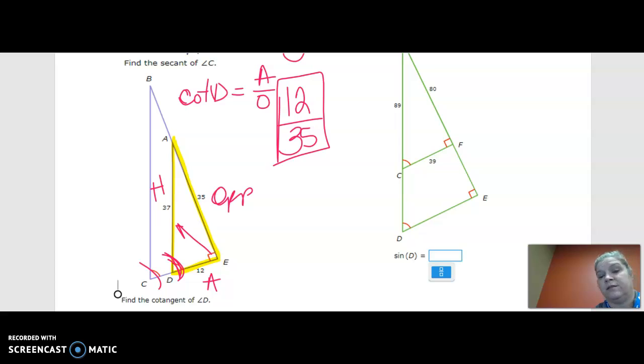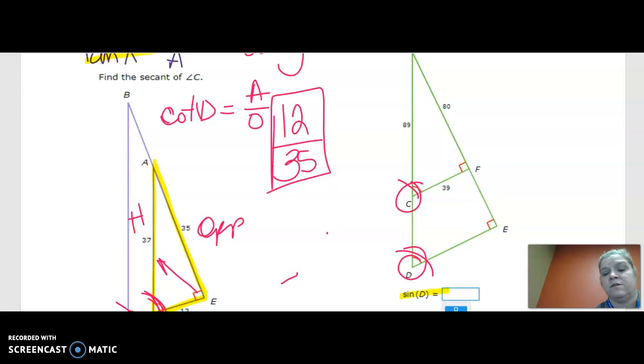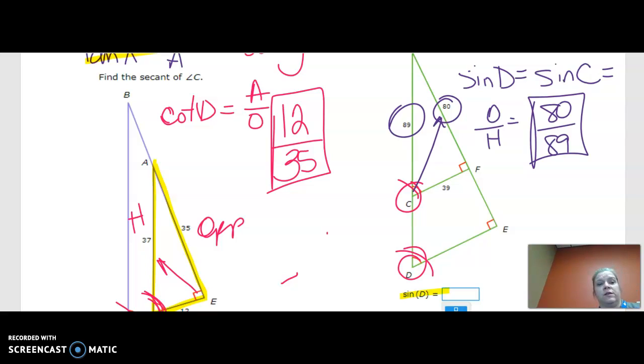Okay, and then it goes back to sine D. D and C are the corresponding angles. So let me swoosh, so I can have as much room as I can. Okay, so sine D is the same as sine C, and how you find sine is opposite over hypotenuse. Your opposite is 80, your hypotenuse is 89. Those do not reduce, so that is your answer.